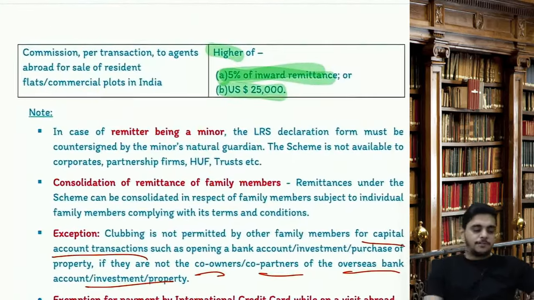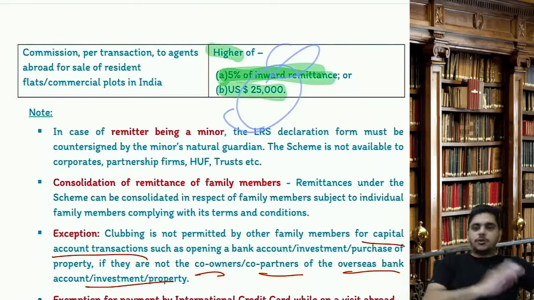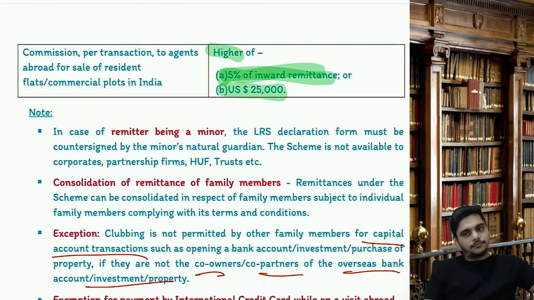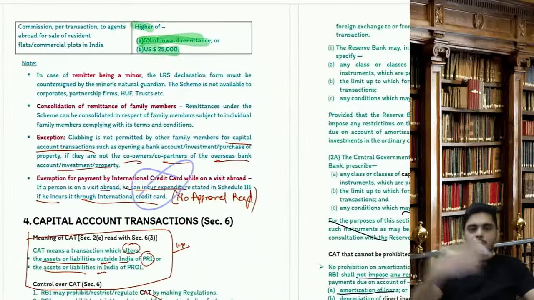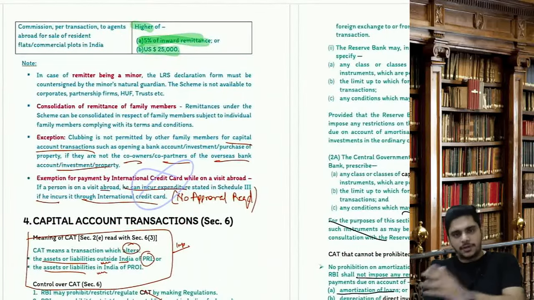Then, commission per transaction to the agents abroad for sale of residence, flats or commercial plots in India. So, if my agent sells my flat, I have to give him commission. How much can I give? 5% of inward remittance or $25,000, whichever is higher. Up to this, no approval. Beyond this, RBI approval is required. If payment is made out of credit card, no approval is required because RBI knows it, right?